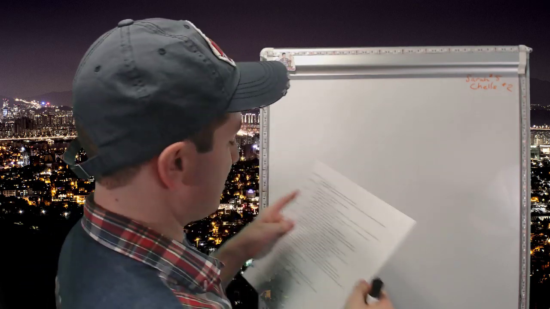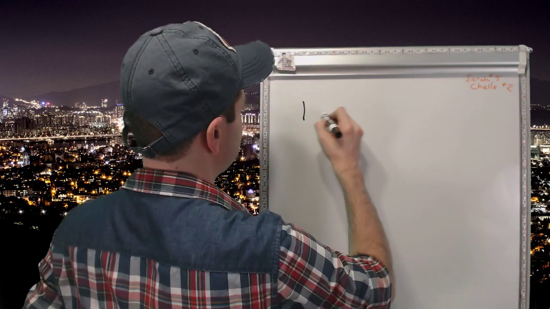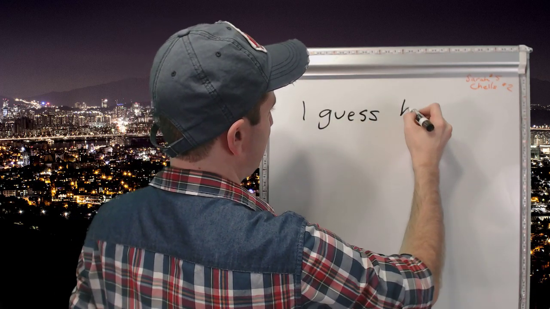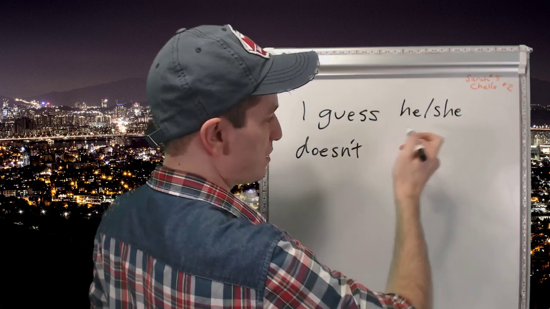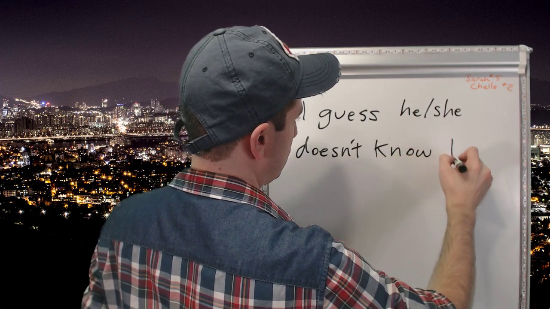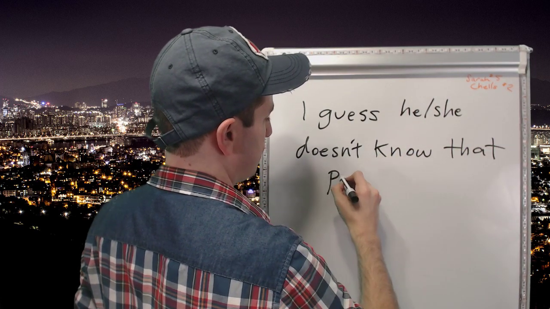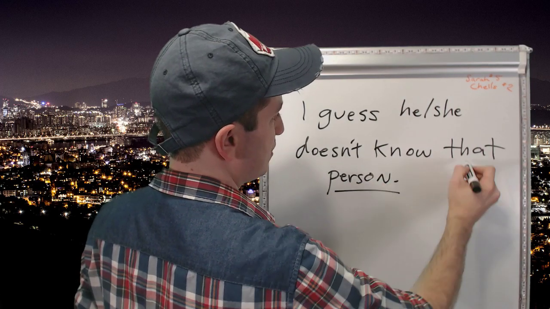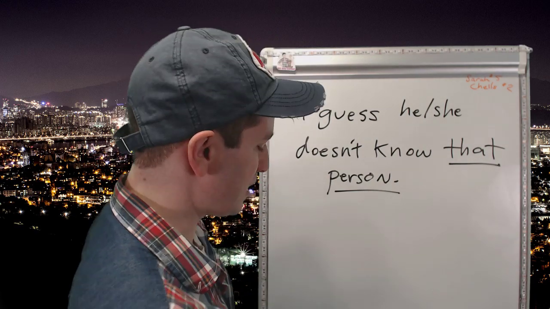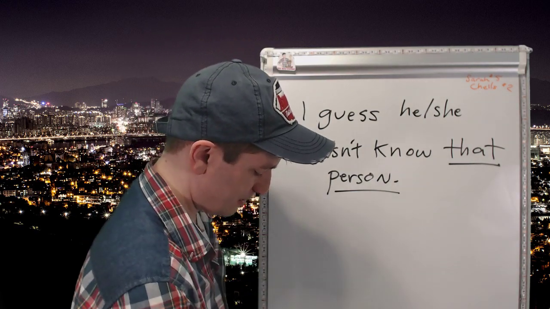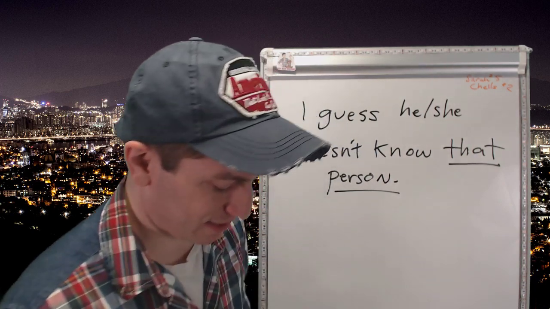Okay, next sentence. I guess he doesn't know that person. Or I guess you don't know that person. Or I guess she doesn't know that person. Or it seems like he, she, you, whatever, doesn't. Remember, it could be you as well. Person. And you can replace that person with someone else if you want to get creative in your sentence. So feel free to do that. But I guess he or she doesn't know that person. How would you say this? How would I make this sentence?